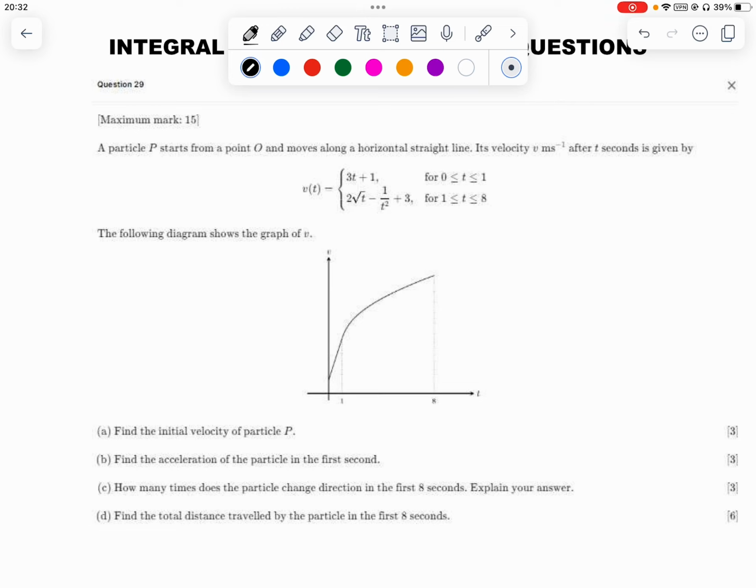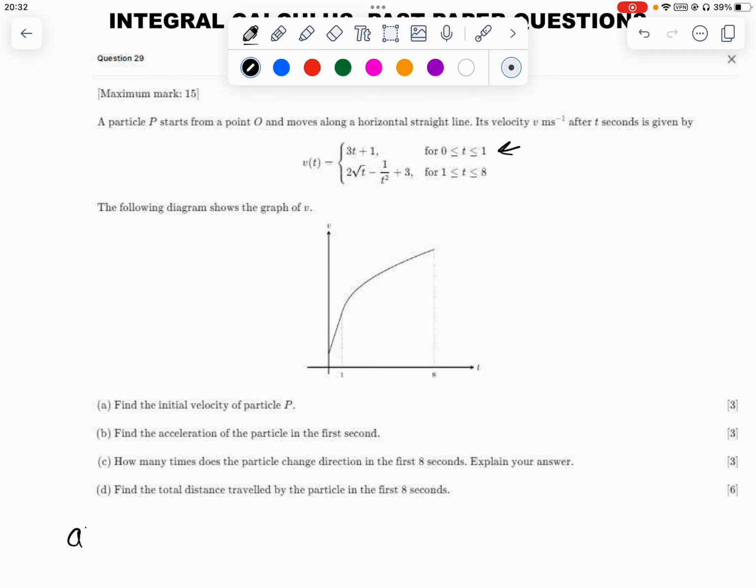A particle P starts from point O and moves along a horizontal line. Its velocity v meters per second after t seconds is given by two functions: one between 0 and 1, and another between 1 and 8. What else is being asked? Find the initial velocity of the particle. Initial velocity of the particle means the first function.